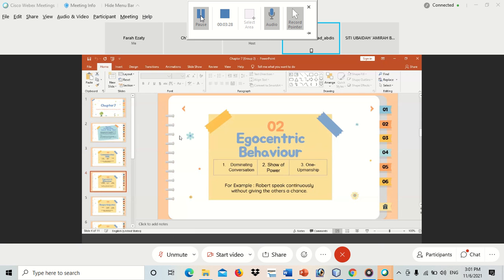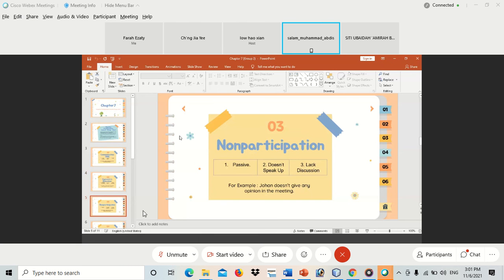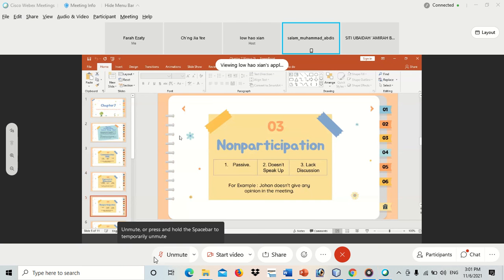So next, the third is non-participation. It consists of being passive, not speaking up, not volunteering, and lack of discussion. The ideal group usually consists of 5 to 10 participants. If the number of participants is more than that, there is a tendency for some of the members to be passive listeners and avoid participation. For example, Johan doesn't give any opinion in the meeting.